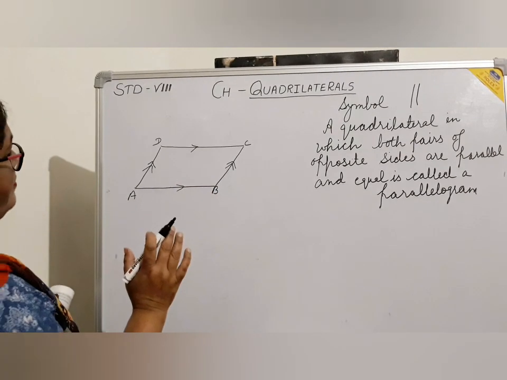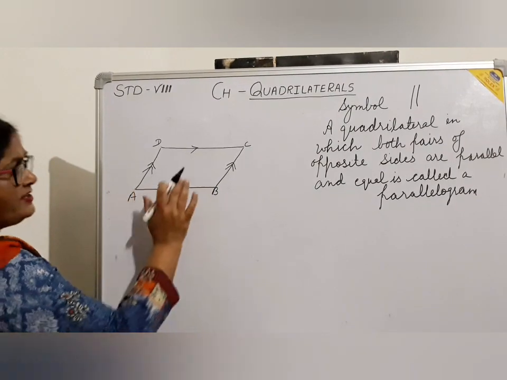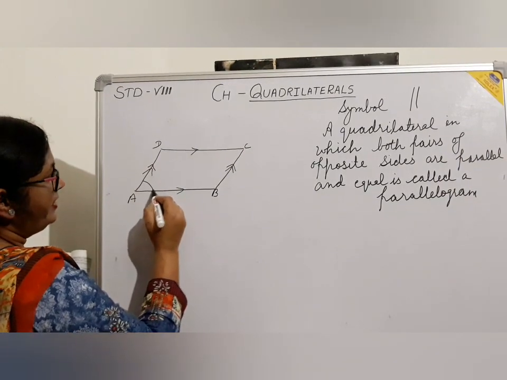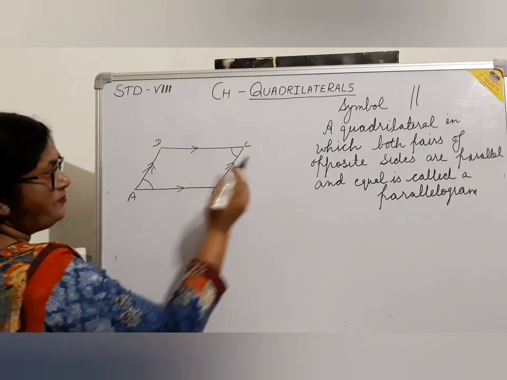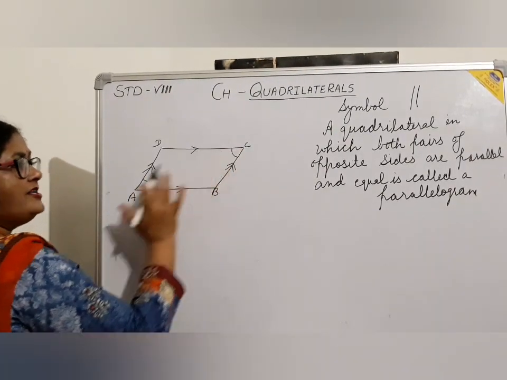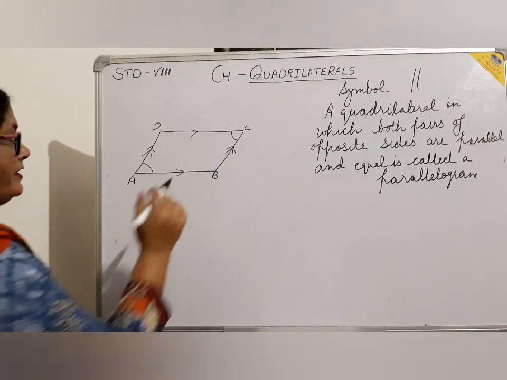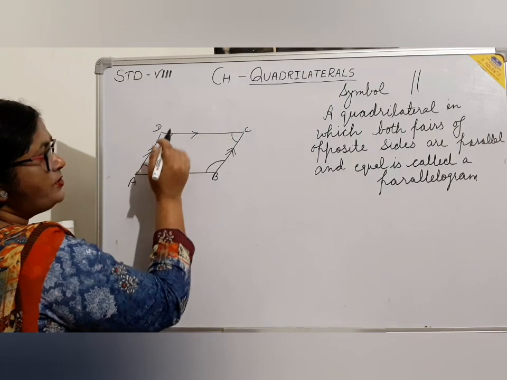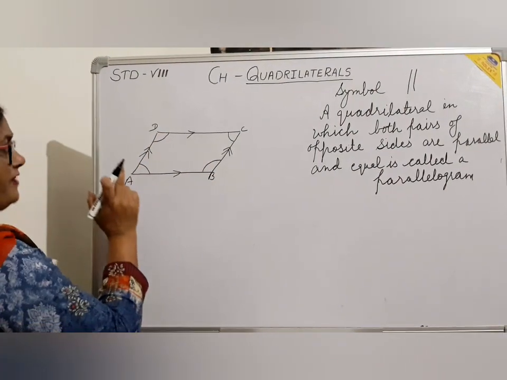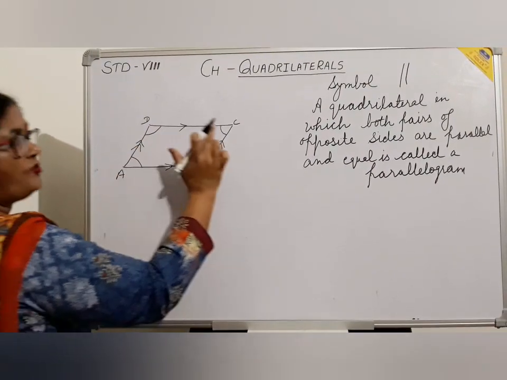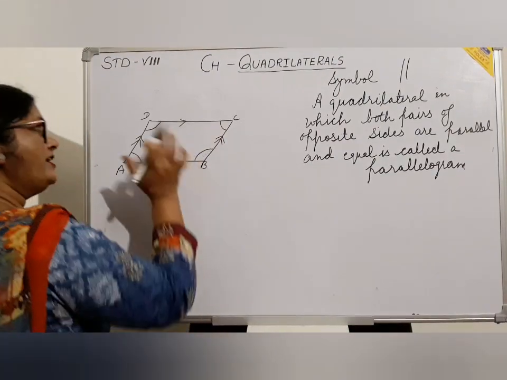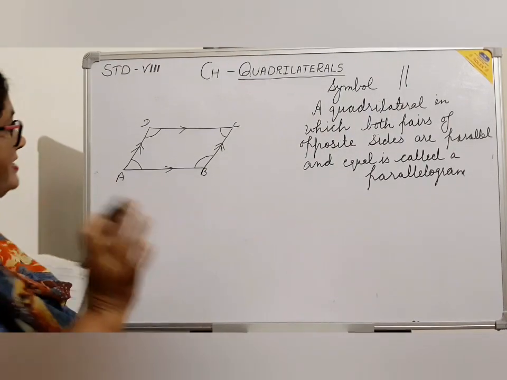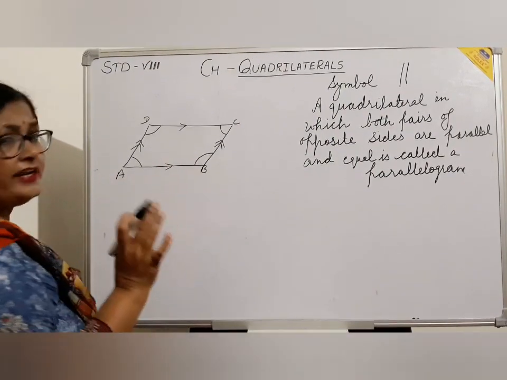In a parallelogram, you should know what its features are. Angle A is equal to angle C, which means opposite angles are also equal. Angle B is equal to angle D. If angle A is 60 degrees, C is also 60 degrees, B is 70 degrees, D is also 70 degrees, and the sum of the adjacent angles is 180 degrees.